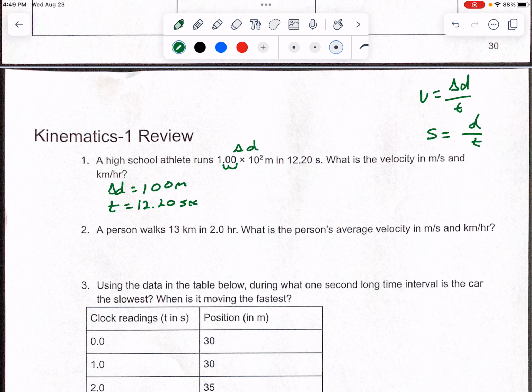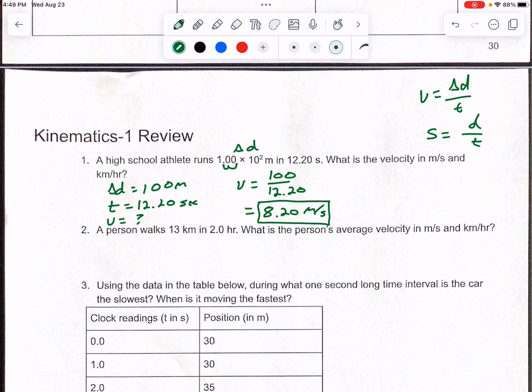And then what is my velocity in meters per second and kilometers per hour? So velocity is going to be my question mark. So V equals D over T. So that's going to be 100 divided by my time, which is 12.20. And that is going to come out to, my velocity is going to be 8.20 meters per second. So there's one answer right there.